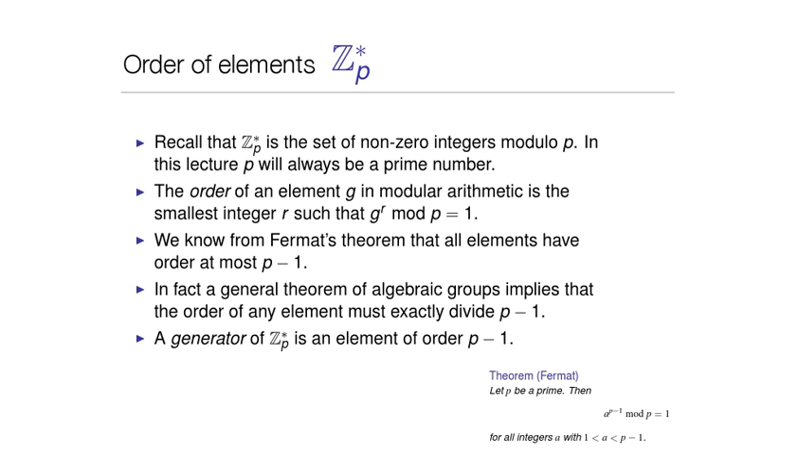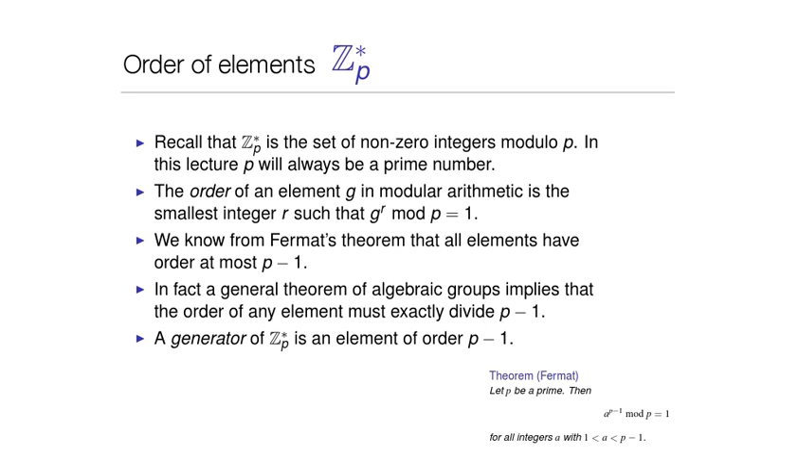The order of an element g in modular arithmetic is the smallest integer r such that g to the power r mod p equals 1. The order of an element g in modular arithmetic is the smallest integer r such that g^r mod p = 1, and this g value is called the generator of this group.